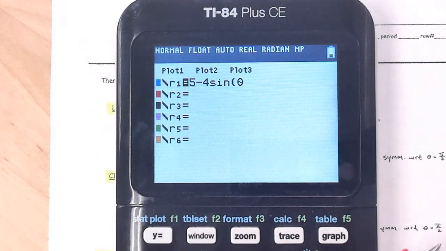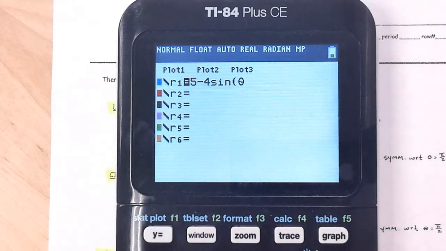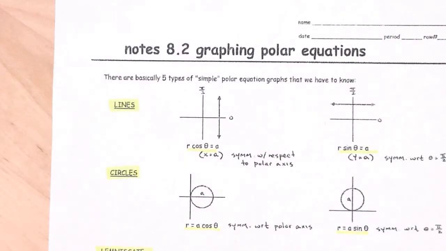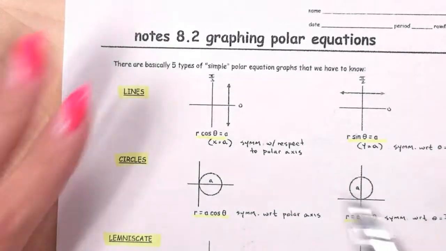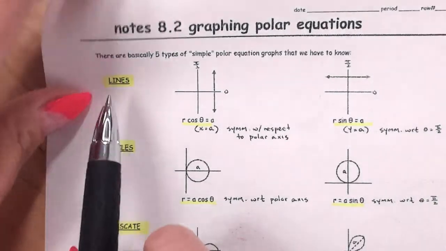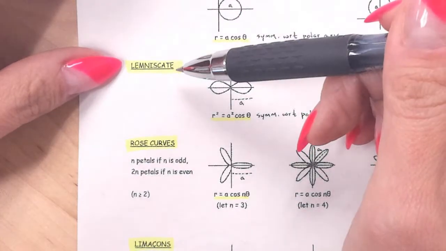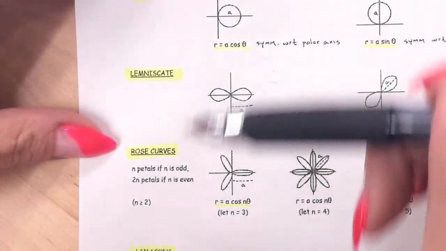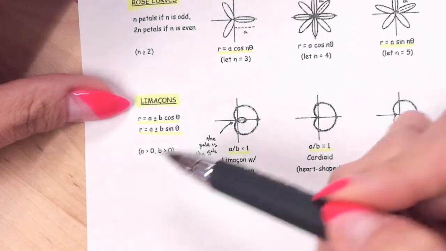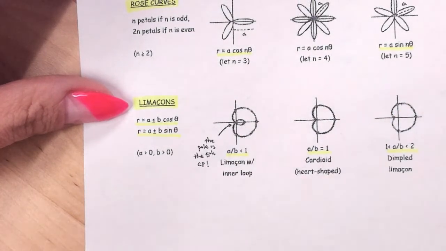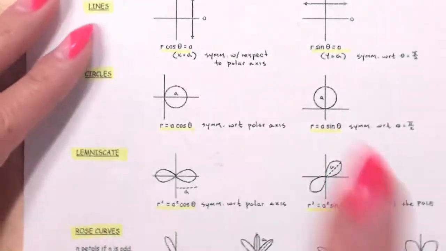We're going to start graphing them because you do not get to use a graphing calculator on your quiz and on your test. It seems like a lot, but I swear it's pretty easy to remember. So you're going to highlight lines, circles, lemniscate (I feel like I'm saying that wrong, but that's okay), rose curves, and Limacons. Limacon is spelled with a C, and it has a little tick mark underneath it. I don't know what it's called. It's not English. So you're going to highlight those.